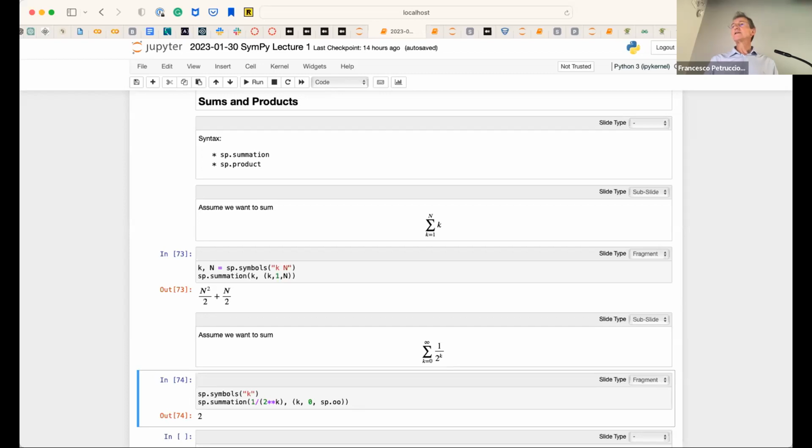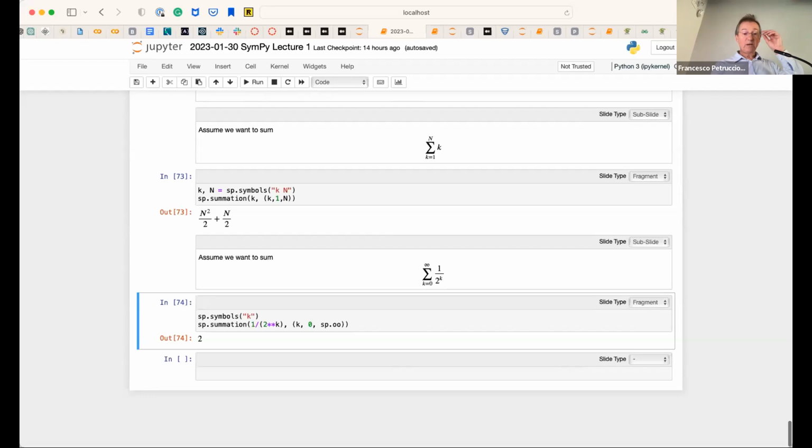Someone asked in the Slack channel about the imaginary i, and that is SymPy capital I. So that should be all right. Those are the typical mistakes that people make.